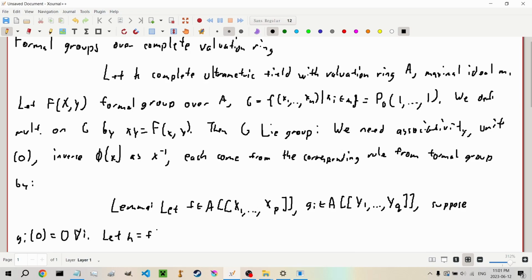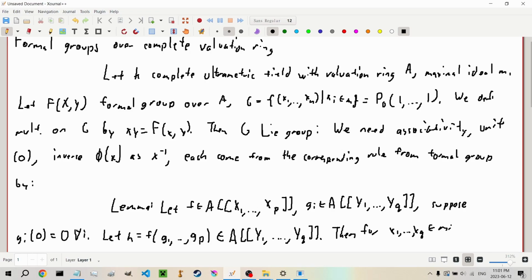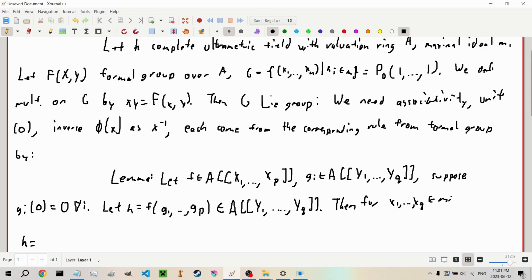Let H be F applied to each component, on the p Gi's, which will put them inside the formal power series over y from 1 to q. Then for x1 through xq in M, we have h of x passes on by F to each G, and this is automatic. You can just work through this on your own if you want.